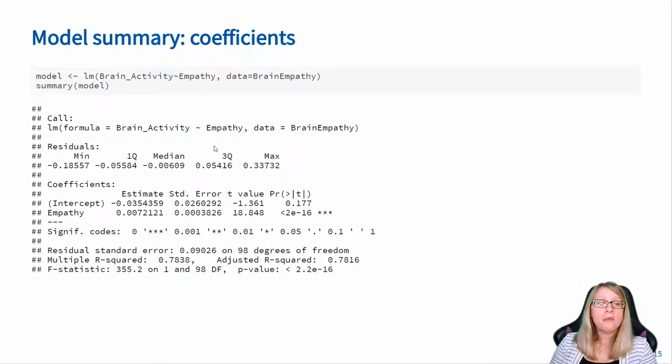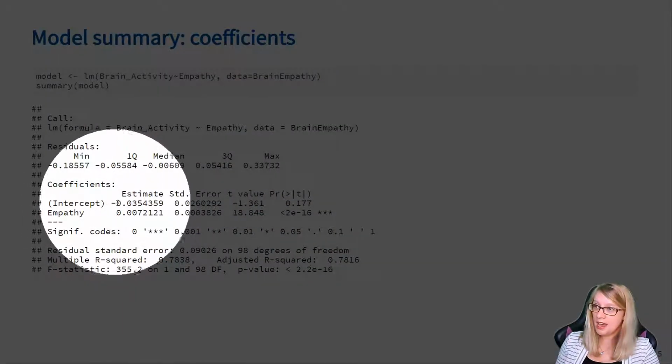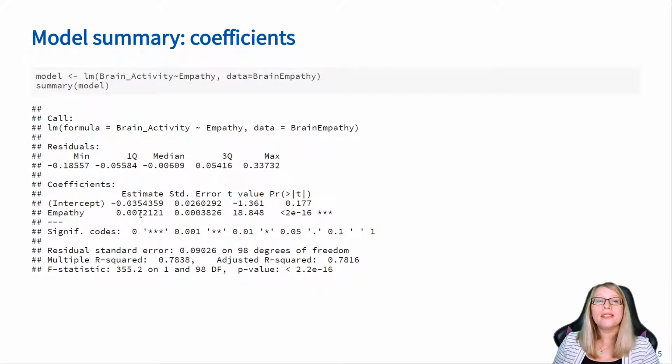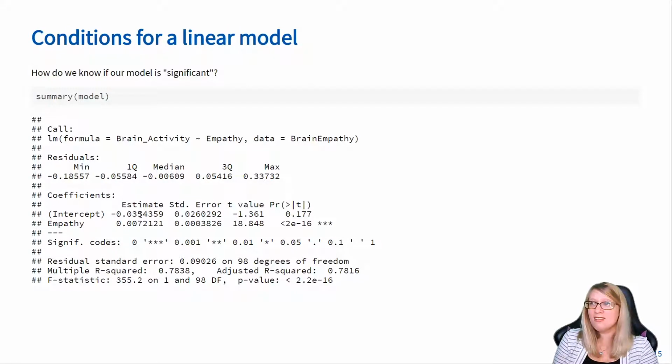The next table that we want to look at in the summary output is the coefficient table. Now we get a lot of information here. We get the estimates, so we have the estimated intercept, the estimated slope coefficient. We get the standard error of our estimate. We get a t-value, so maybe we're doing some kind of t-test. And then we also get a p-value, so we're definitely doing some kind of test here. But what test are we doing? How do we know whether our model is significant?